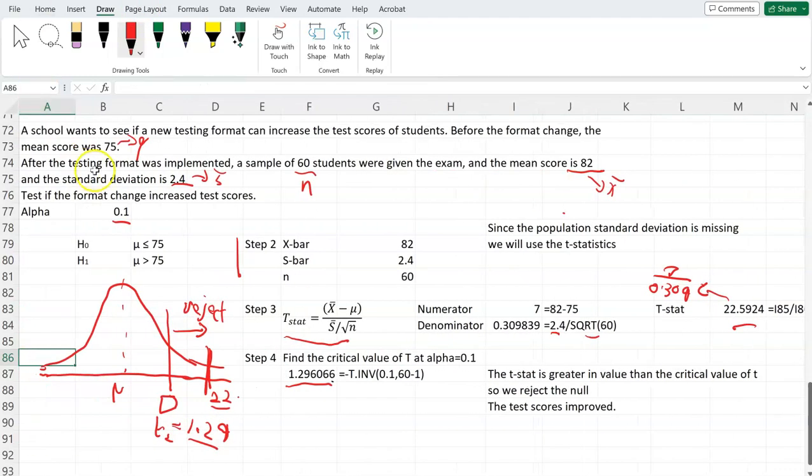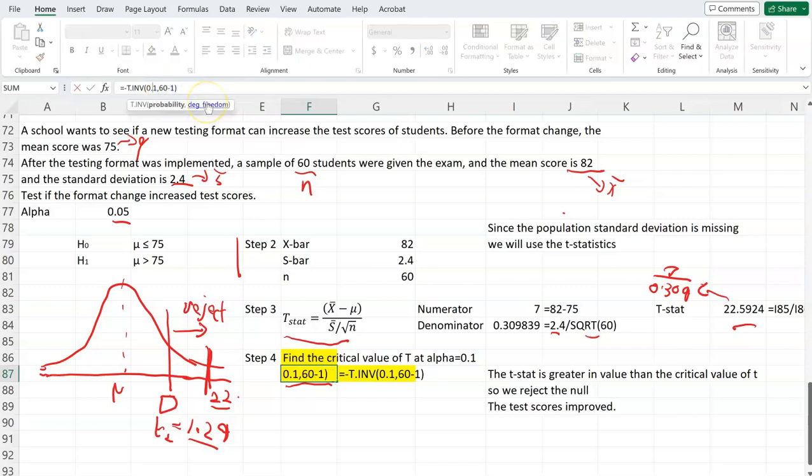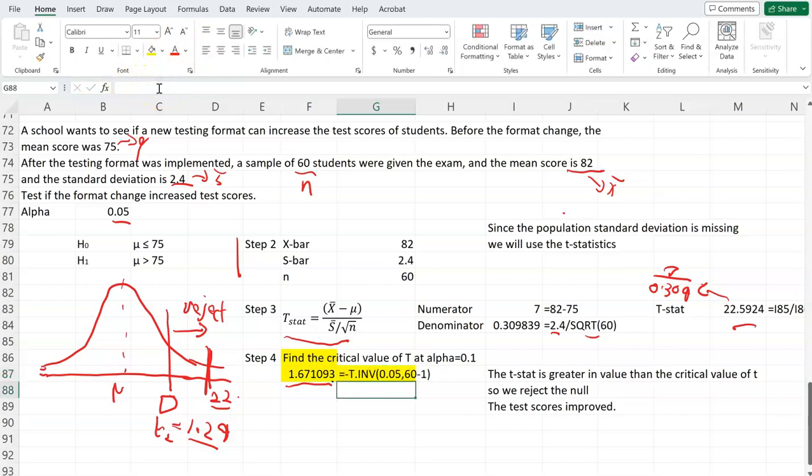Now let's say alpha is 0.05. Then again, everything else stays the same. We just need to change the critical value, which is down here. So this is what we need to change, this value and this value. If I'm changing it from 0.1 to 0.05, this value basically becomes 0.05. So then my critical value is now 1.67.